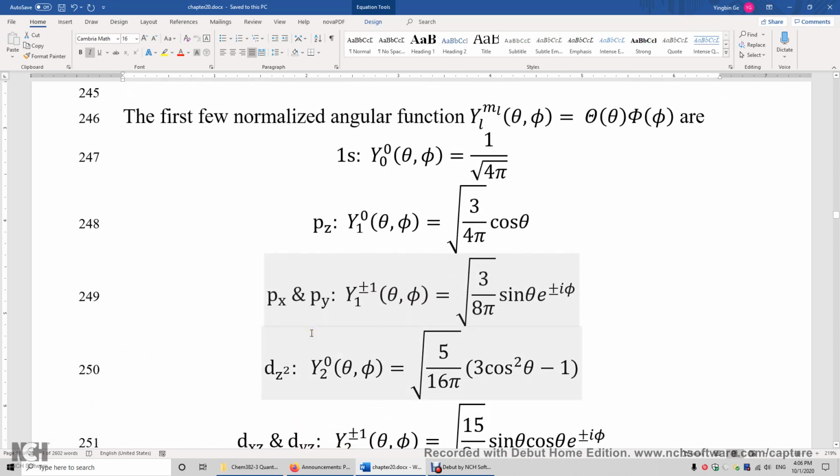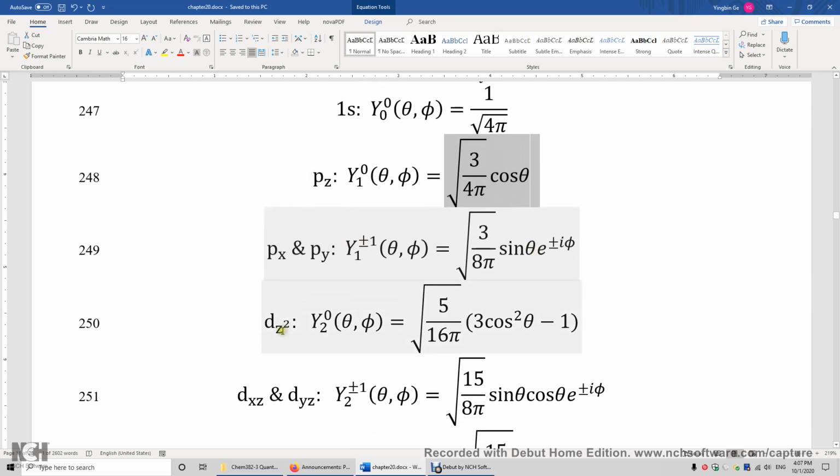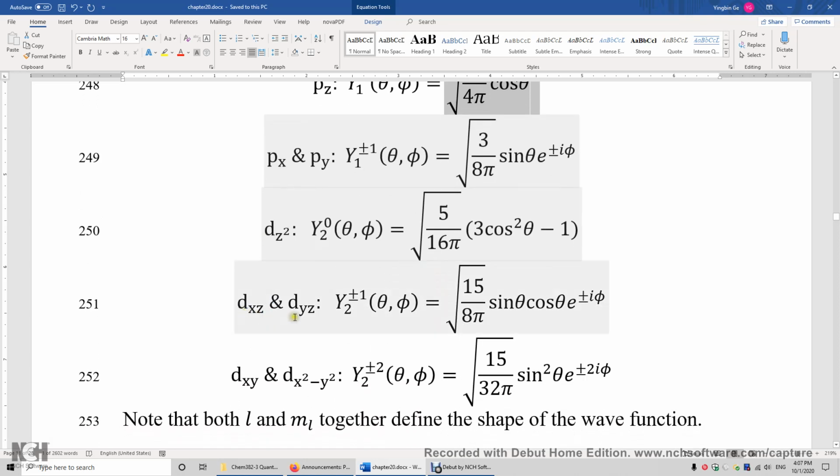Now let's look at the angular functions. So you can see the 1s angular function is a constant. It does not really depend on theta and phi. But if you look at pz functions, it does depend on theta. Px and py, they do depend on theta and phi. And what about dz squared? Well, it depends on theta. The xz, the yz, well, they depend on theta and phi. Same here, theta and phi.